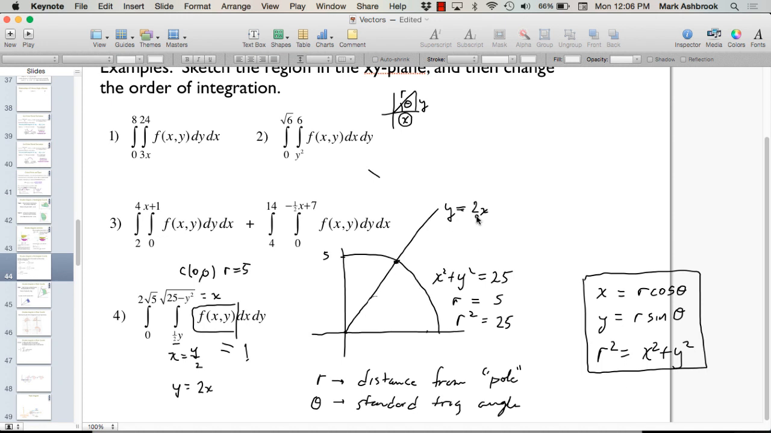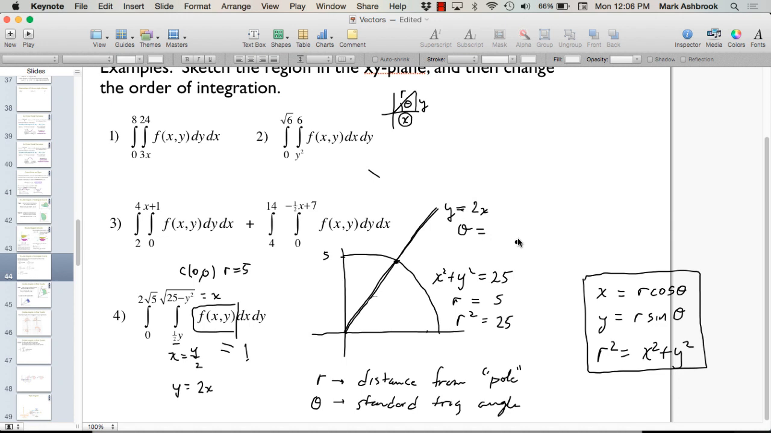So let's just take a look at this example right here. y equals 2x. So if y equals 2x, doesn't that correspond to all r values for a particular theta? Do you see that? So isn't that constant theta, and r can be anything? So what would theta be then? Or could you figure it out?